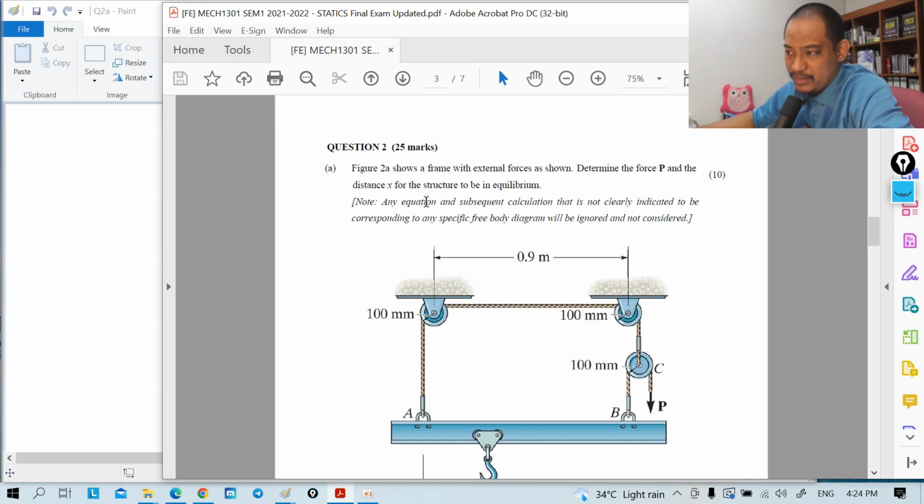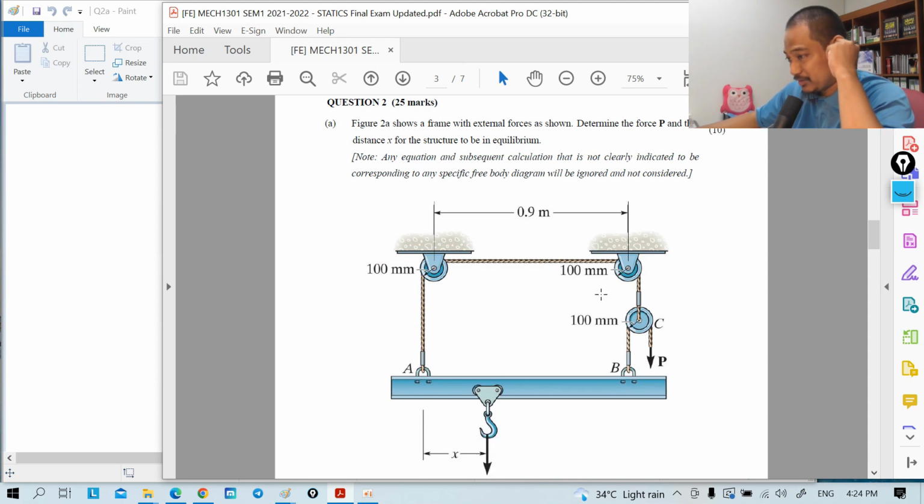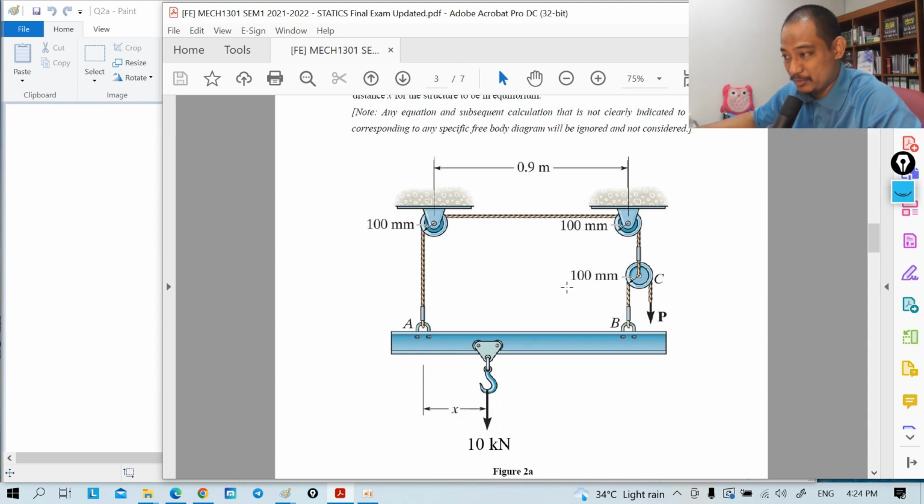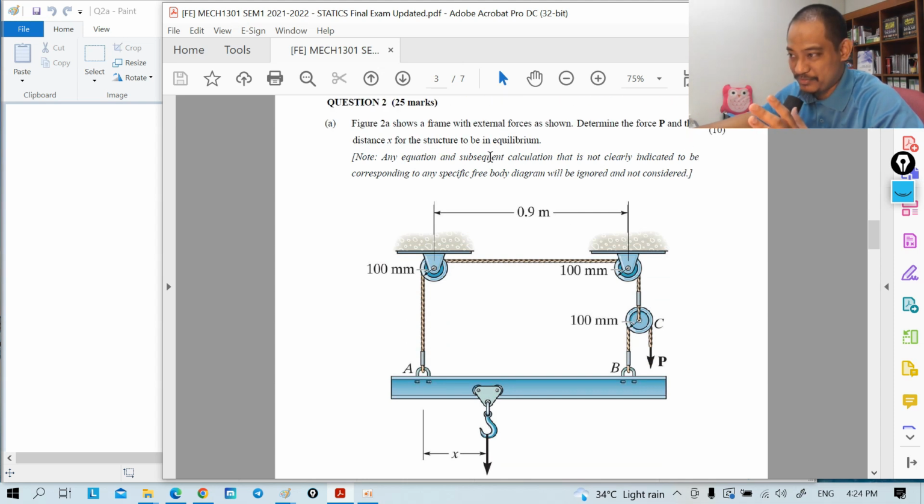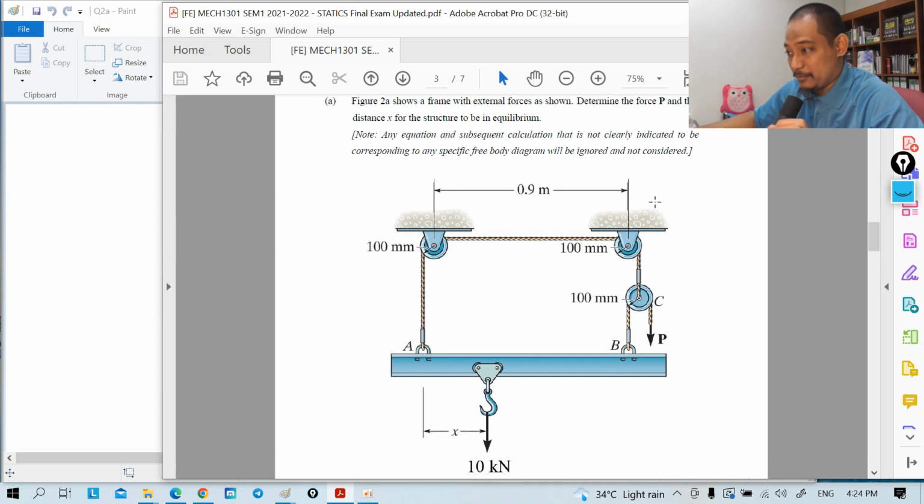Note, any equation and subsequent calculation that is not clearly indicated to be corresponding to any specific free body diagram will be ignored and not considered. Right, because there will be several multiple free body diagrams that you have to draw to solve this one. So this question specifically says, if you do not do free body diagram, we'll just ignore that calculation. So please draw.